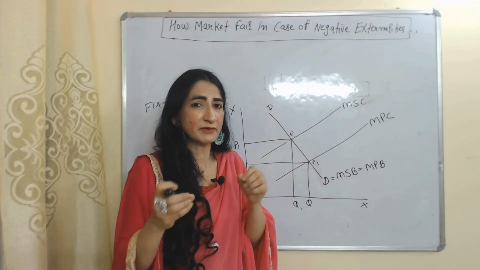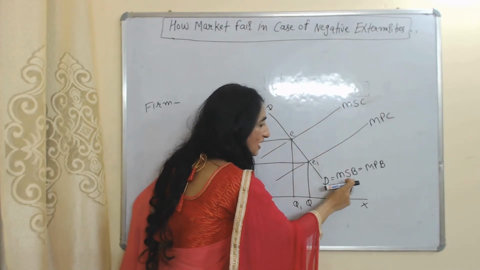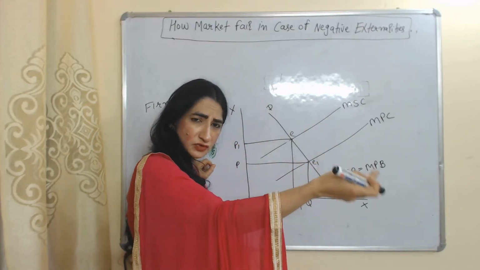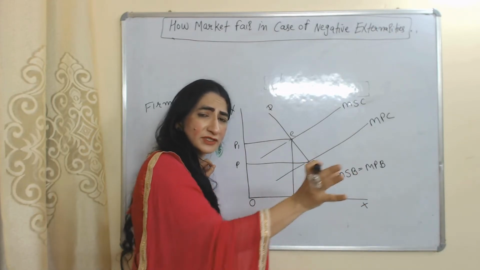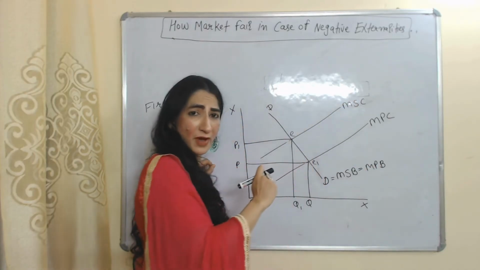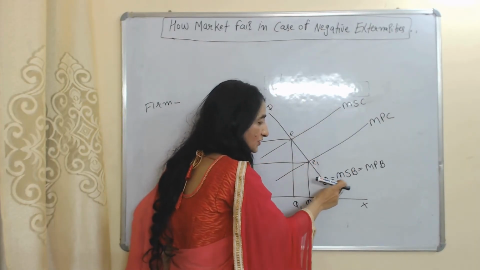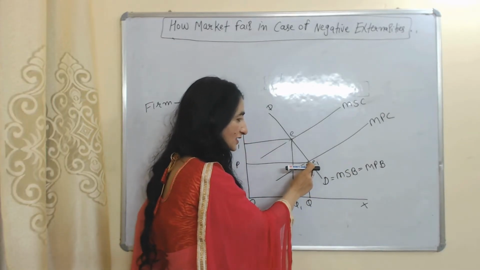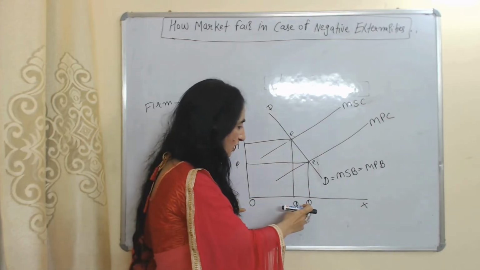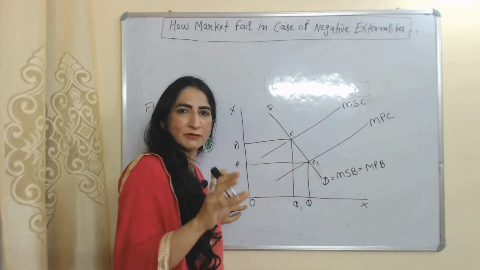But at this point our market will fail because at E1 marginal social cost is more than marginal social benefit. It means the production of the firm is not giving much benefit to society, but is creating so much cost for society because of environmental pollution. So at this point you can see marginal social cost is more than marginal social benefit. That's why at this point our market is not performing efficiently, our market will fail. So OQ amount of output is not the socially optimum output. At OQ amount of output our market will fail.